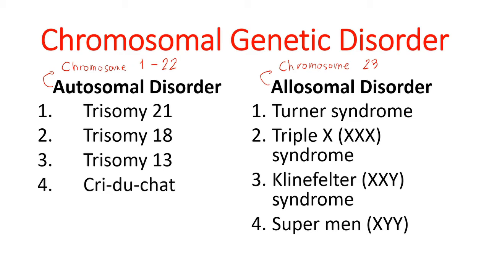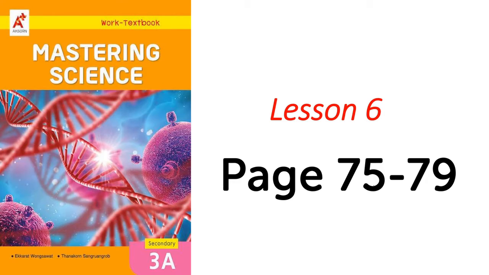In autosomal disorders, or problems of chromosomes 1 until 22, we have four: trisomy 21, trisomy 18, trisomy 13, and Cri-du-chat. For allosomal disorders, we have Turner syndrome, triple X or XXX syndrome, Klinefelter syndrome, and the Superman or XYY syndrome. For this lesson, we'll begin first with autosomal disorders, so we will be talking about the trisomies and Cri-du-chat.